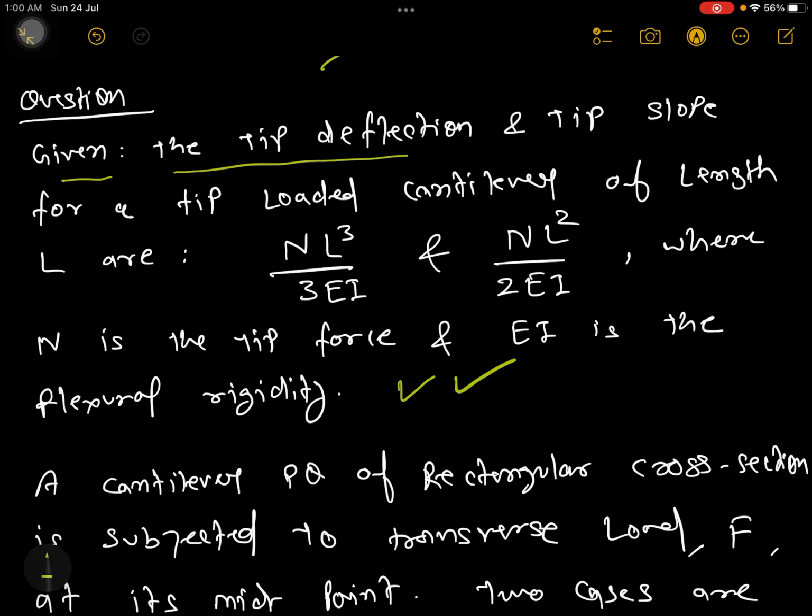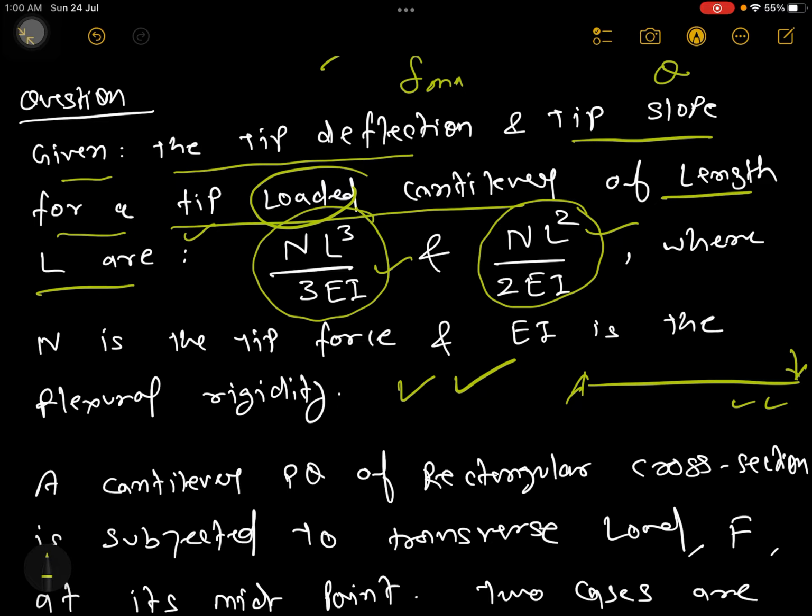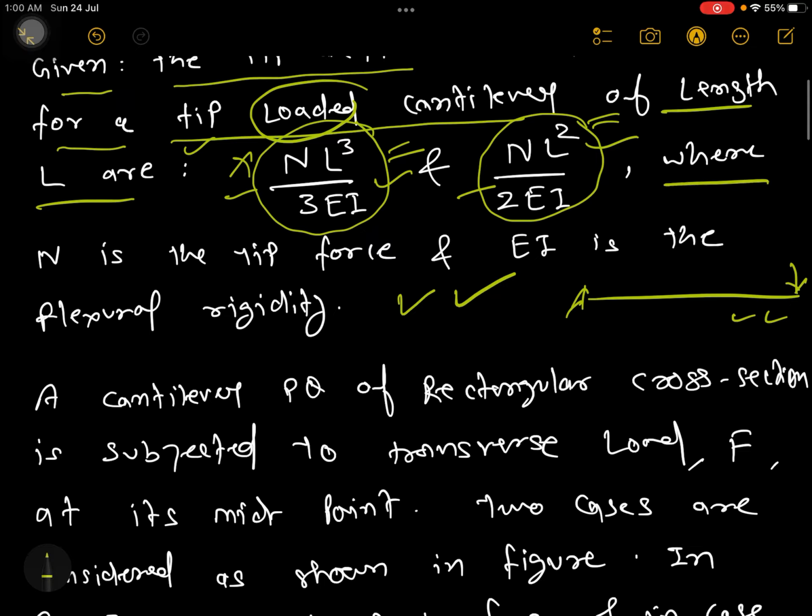Given the tip deflection, meaning delta max, and tip slope, meaning theta, for a tip loaded cantilever. Tip loaded cantilever means the load is applied at the tip, so if this is the cantilever, the load is applied here. I have just discussed all the formulas for length L: NL cube by 3EI and NL square by 2EI. Actually everyone knows these two formulas. They are standard formulas, and they are not even mentioned, because the entire formula is not useful for us, where N is the tip force and EI is the flexural rigidity.